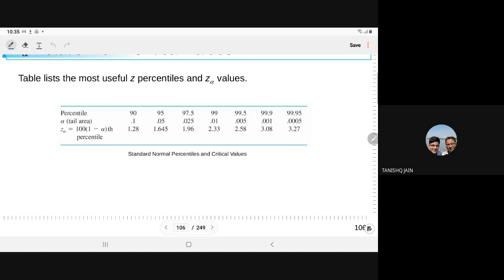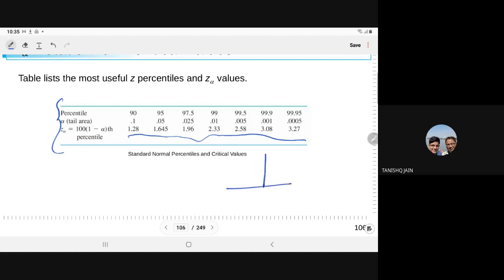For a few standard values, we have the following. If the percentile is 90, naturally the left side area is 0.90, since percentile is generally said in percent, and alpha will be 0.1. So Z alpha is given as 1.28. These are some standard values in the case of the standard normal distribution which you have to remember.